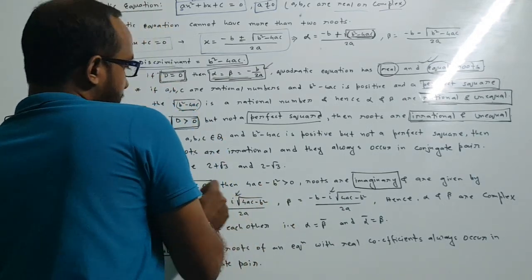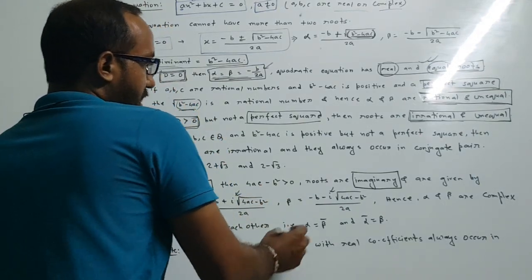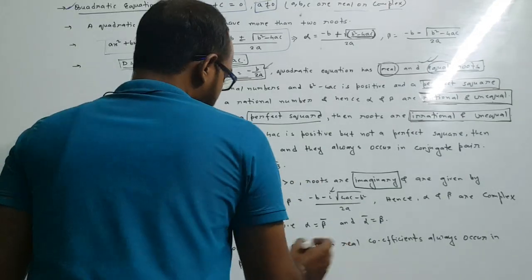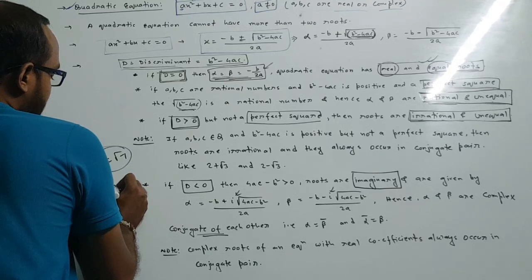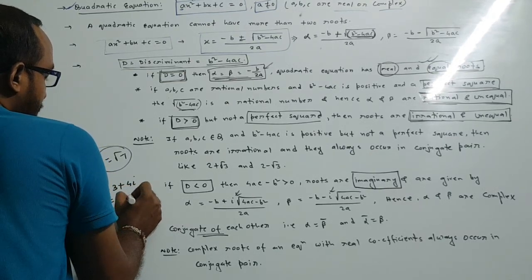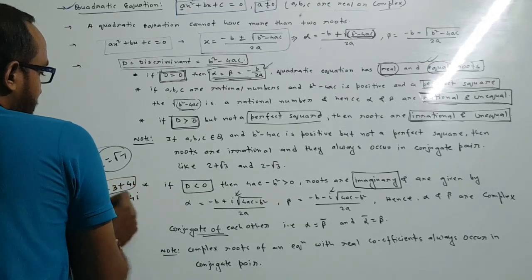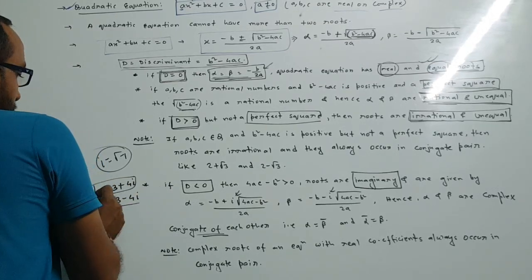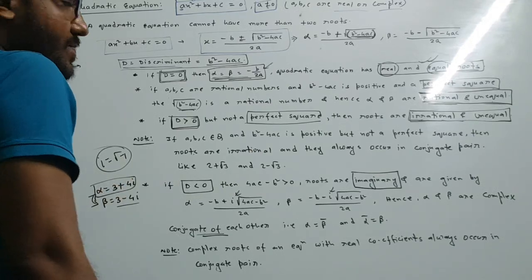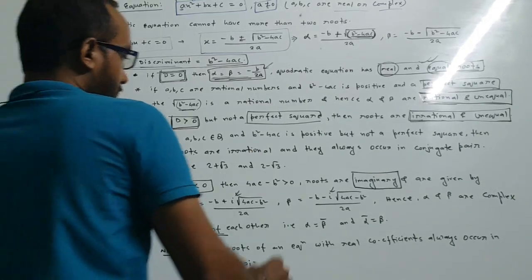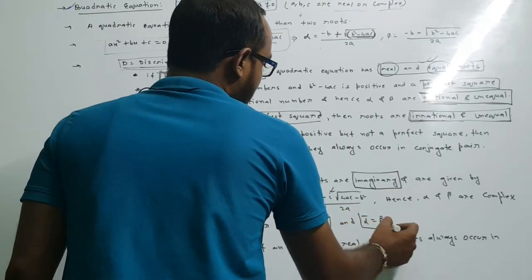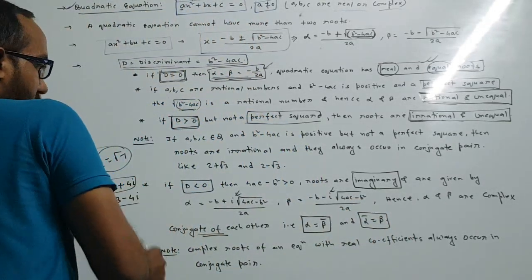Always remember, if the discriminant is greater than 0, then our roots will be complex conjugate. Now what is a conjugate? If you have alpha equals 3 plus 4i, then beta would be 3 minus 4i. Same thing, but you will have a minus here. These are known as complex conjugates. That's why it is written that alpha equals beta bar and alpha bar equals beta.